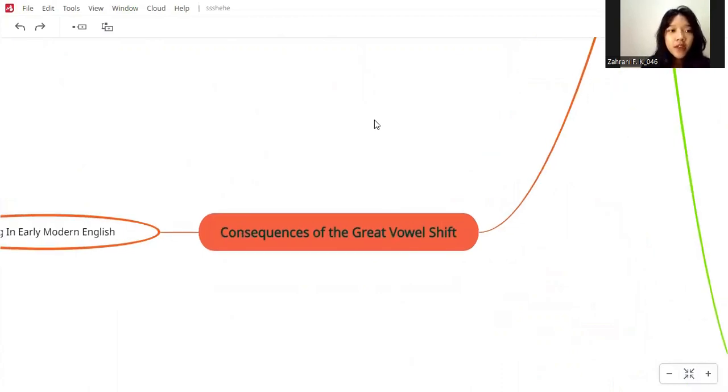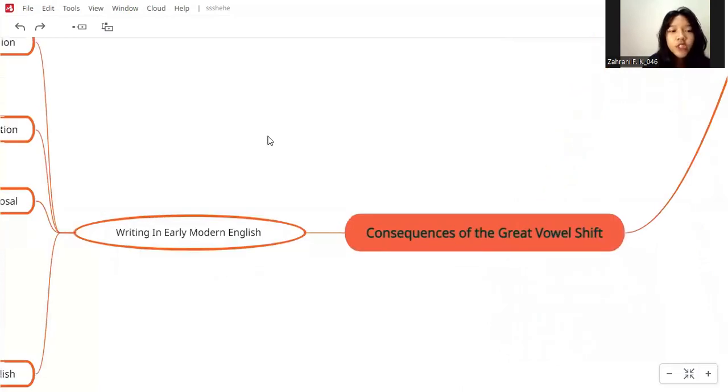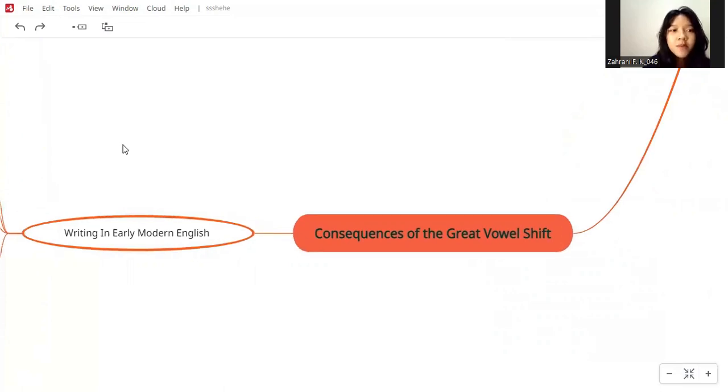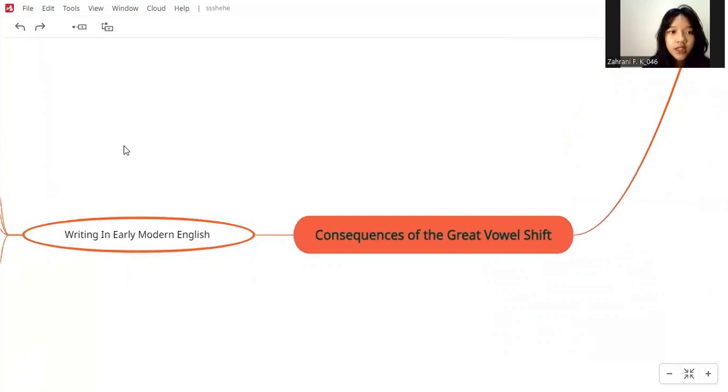So I will be doing my part, consequences of the great vowel shift. The obvious consequence of the great vowel shift was that the pronunciation of the long vowels changed, but the great vowel shift also explains peculiarities of English spelling. Previously, you remember, spelling had been largely phonetic. That is, people spelled words in a way that reflected their own pronunciation in their own dialect.